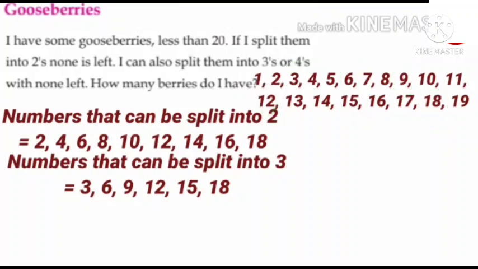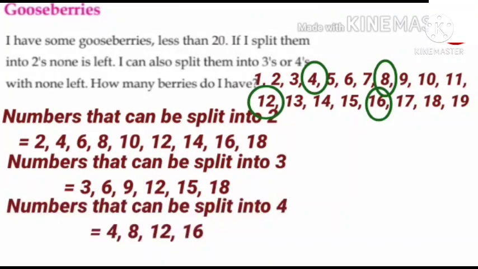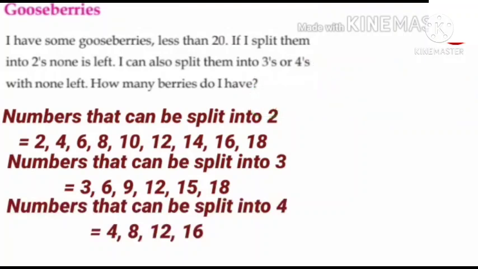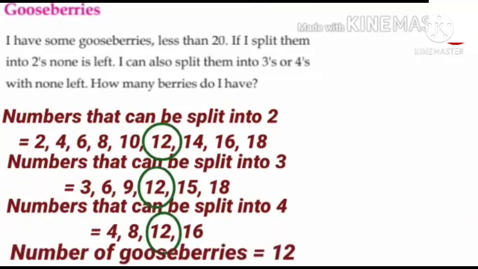See children, which are the numbers that come in the multiplication table of 4? Yes, 4, 8, 12 and 16. So, numbers that can be split into 4s are, yes, 4, 8, 12 and 16. See, which number is common? Yes, 12. So, number of gooseberries equals 12.